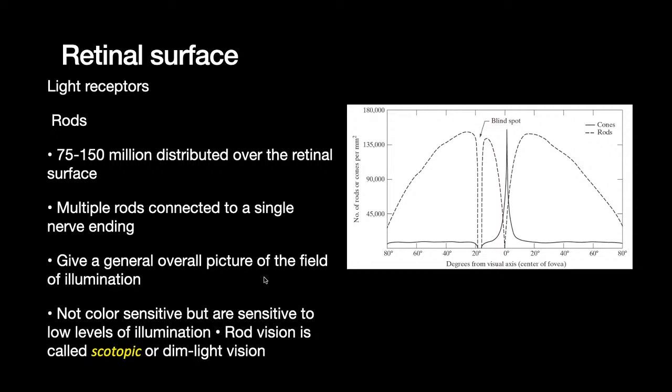So they give a general overall picture of the field of illumination. They are sensitive to light. They are sensitive to dim light also. So when the light is very poor, you can still see things because of this. You can't see colors. The human eye is a very efficient system. It divides the tasks into two different types of cells. One type of cell takes the job of interpreting colors. The other type takes the job of interpreting the brightness. The word used over here is scotopic, or dim light vision.